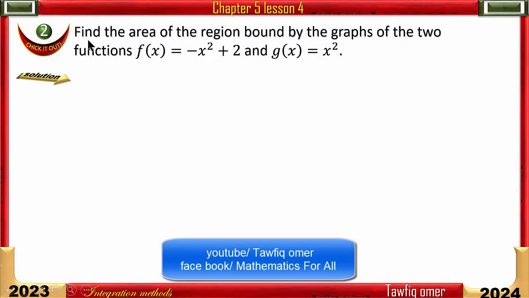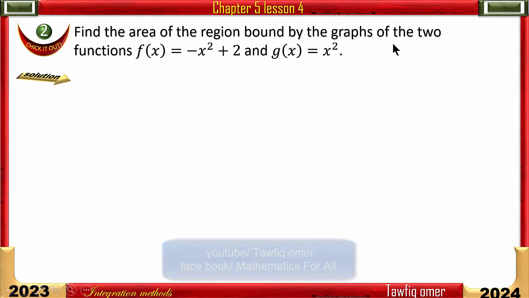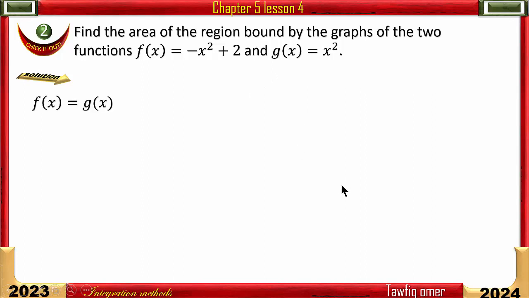Check it out. Find the area of the region bounded by the graphs of the two functions f of x equals minus x squared plus 2 and g of x equals x squared. Let us first of all find the intersection between these two graphs. Let f of x equal g of x. Now f of x, minus x squared plus 2, is equal to x squared.